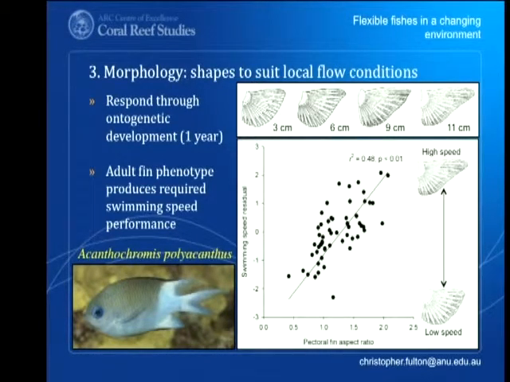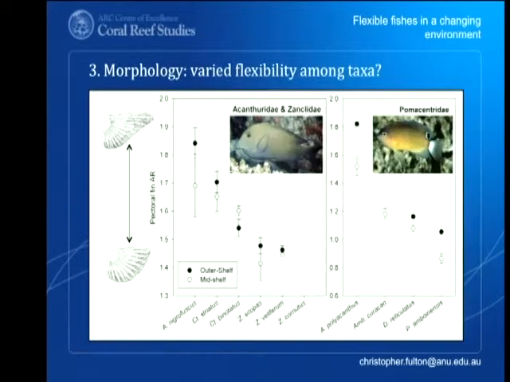I have a PhD student, Sandra Binning, who's working on this now, and we're hoping to work out which of the two mechanisms might be driving this particular adaptation to changing flows across that gradient. We also are getting some handle on whether there might be variability in flexibility amongst reef fish species, and this bit of data here is indicating how much variation we see in fin shape, as measured by their aspect ratio, between outer shelf reefs and mid-shelf reefs on the Great Barrier Reef.